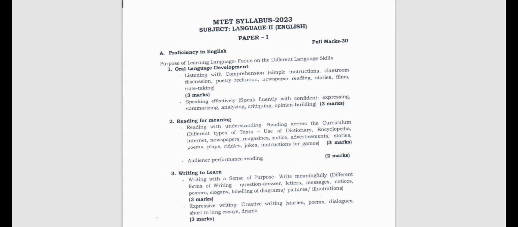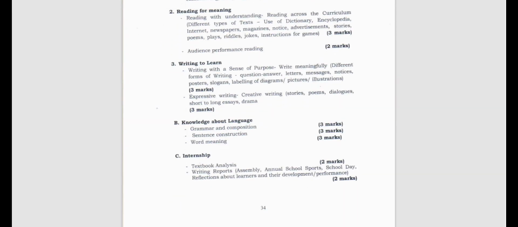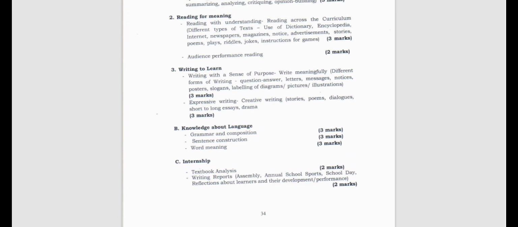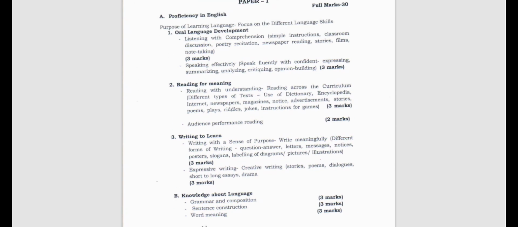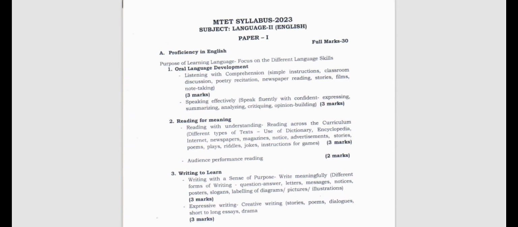So as you can see, we have part A, then part B, and finally part C. So this syllabus is divided basically into 3 parts, that is part A, part B, and part C. First of all, of course, we will begin with part A. So let us see what we have in part A. Part A deals with proficiency in English.